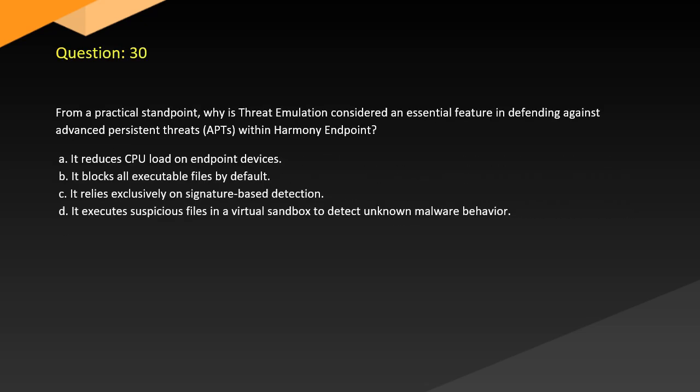Question 30. From a practical standpoint, why is threat emulation considered an essential feature in defending against advanced persistent threats, APT, within Harmony Endpoint? A. It reduces CPU load on endpoint devices. B. It blocks all executable files by default. C. It relies exclusively on signature-based detection. D. It executes suspicious files in a virtual sandbox to detect unknown malware behavior.